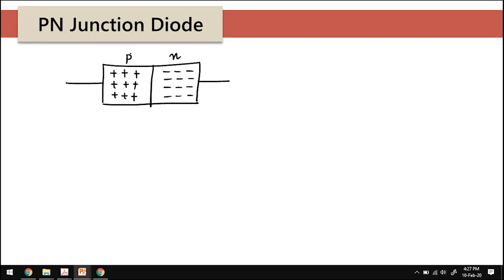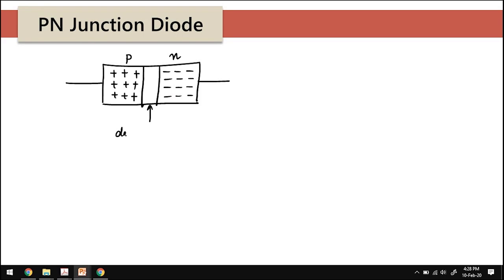There are very few holes on the N side, and very few electrons on the P side. There will be a tendency of these electrons to move towards the holes, right? So there are an abundant number of holes on the P side, so there will be a tendency for them to move towards the N side. As a result, they'll recombine around the junction location. There will no longer be any free charge carriers.